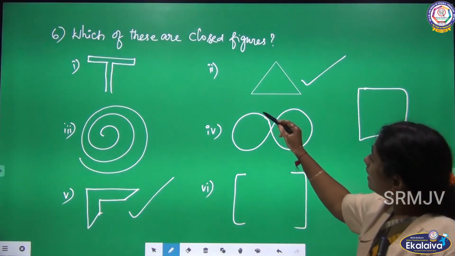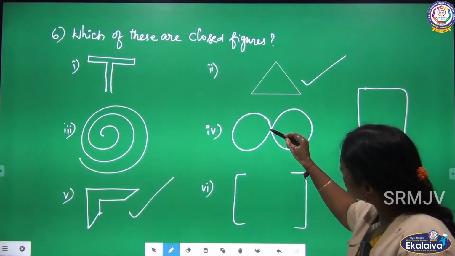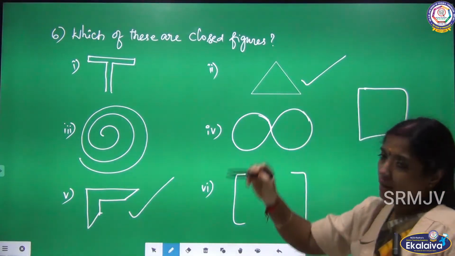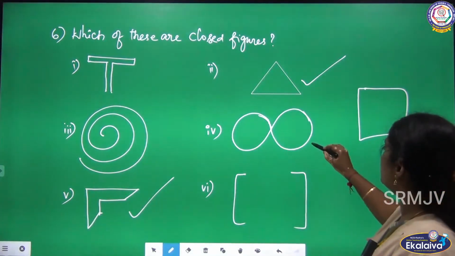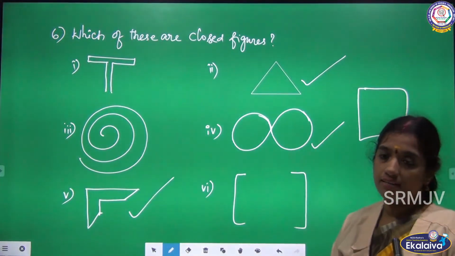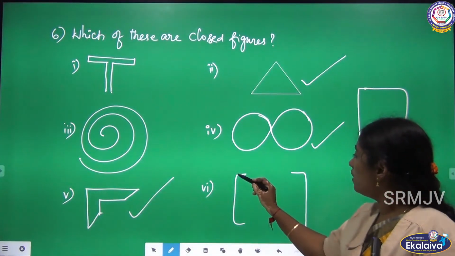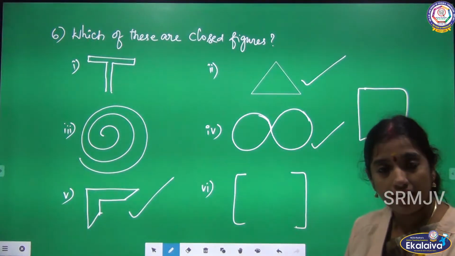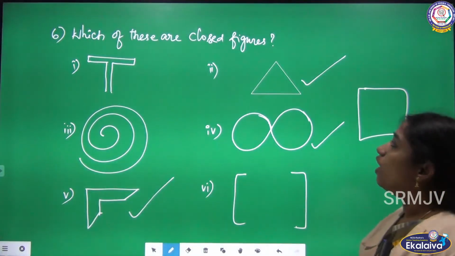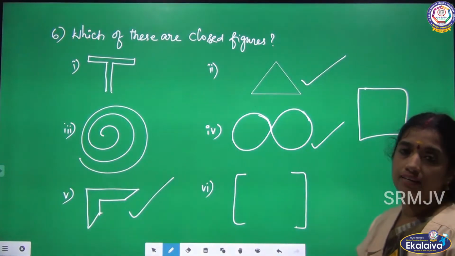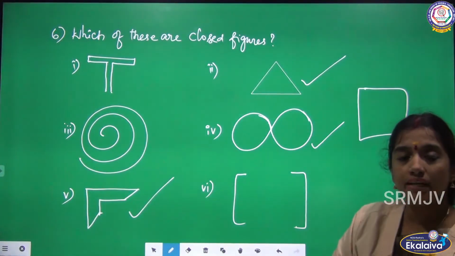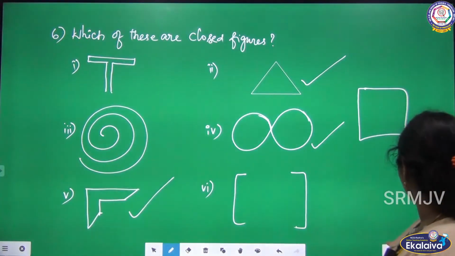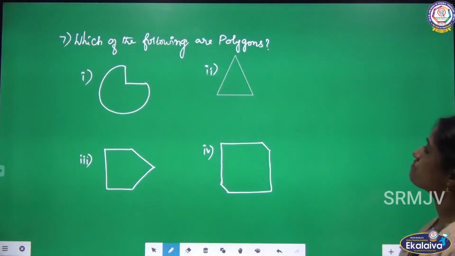And it is a curve. Suppose I start from here and I end with the same point, then it is a closed figure. See here, my starting point is in one place and my ending point is in another place, so it is an open figure. Can you understand this, children? What is the difference between the open figure and the closed figure? Okay, shall I move on to the next one?